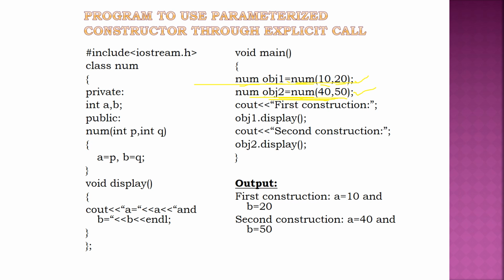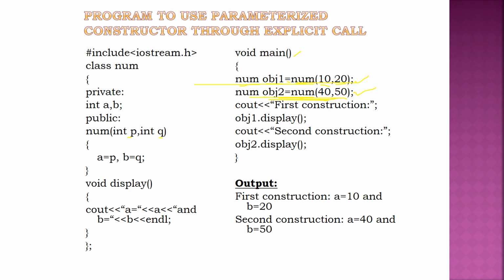Now here we have an example, just to pass a value using an explicit call and display the same value. First we'll go for the main program. Here we have void main. In void main, I have created two objects, object1 and object2, using an explicit call. Once an object is created using a constructor, the values will be passed automatically. The first values are 10 and 20, which are passed as P as 10 as well as Q as 20.